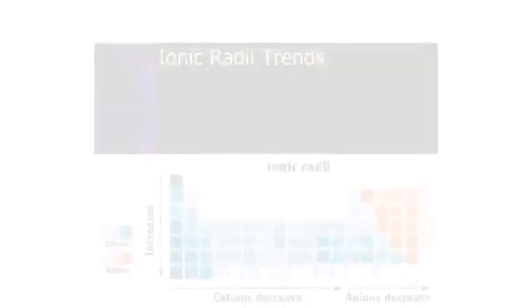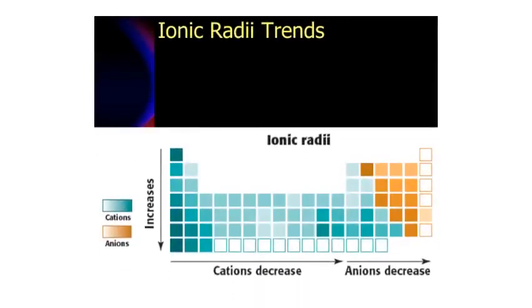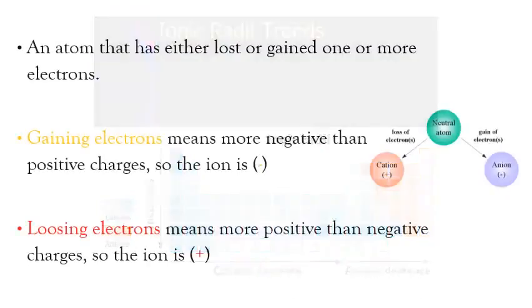Next, we can see the ionic size trend in the periodic table. So, let us have a very quick review on the formation of ions. An atom that has either lost or gained one or more electrons forms an ion.